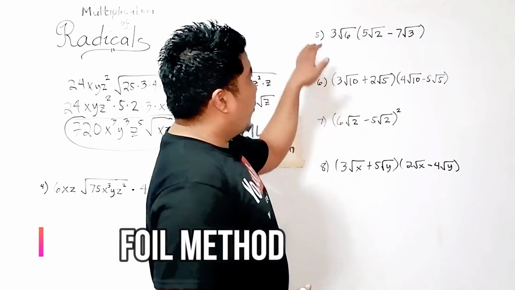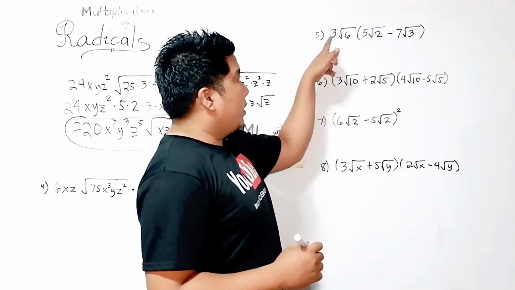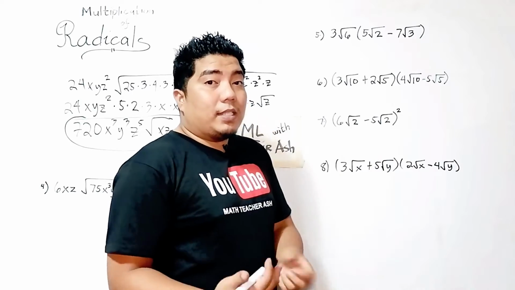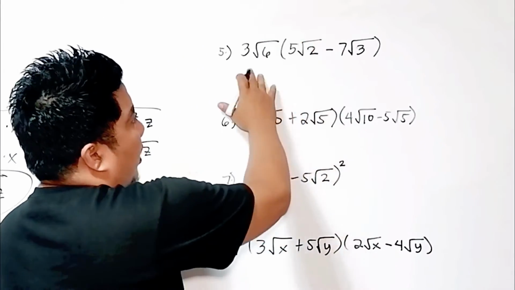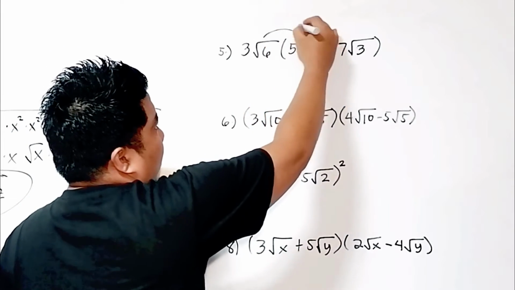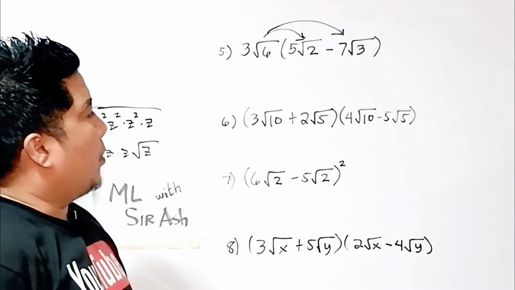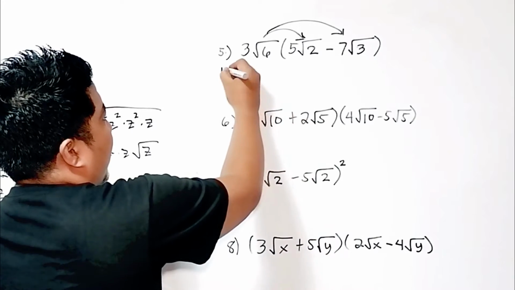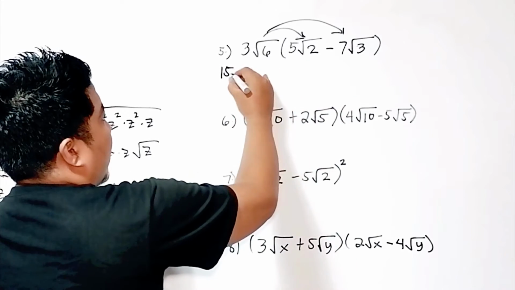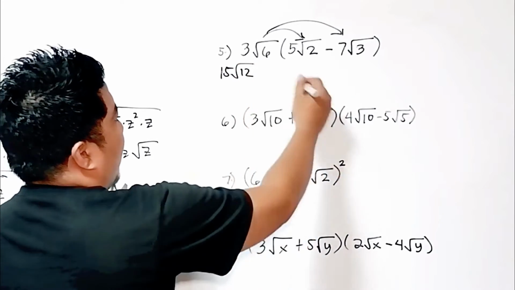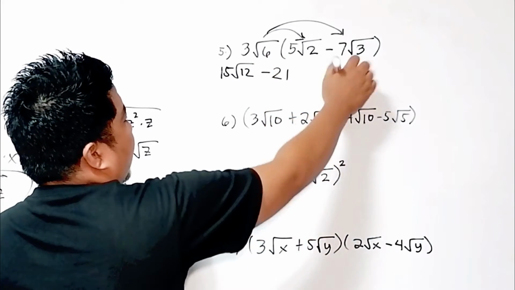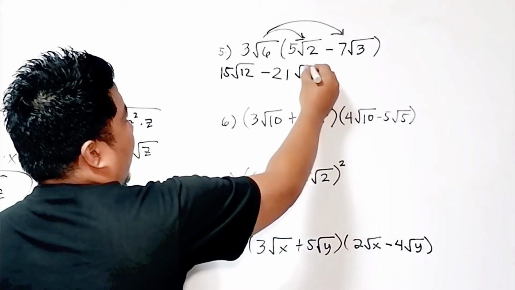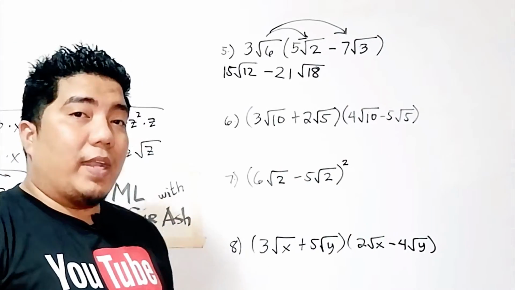Now, for question number 5, since that is only one term times two terms, we will apply the distributive property. So, 3 square root of 6 will be distributed to the two terms. 3 times 5, that is 15. Square root of 6 times 2, that is 12. Minus 3 times 7, that is 21. Square root of 6 times 3, that is 18. Question: is this your final answer?